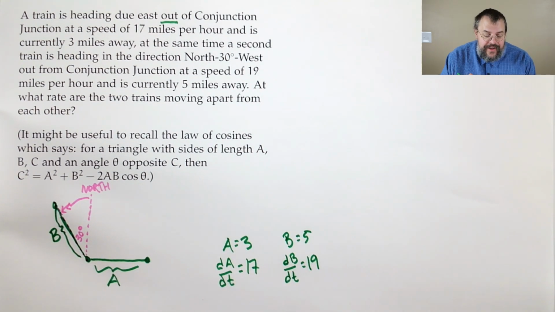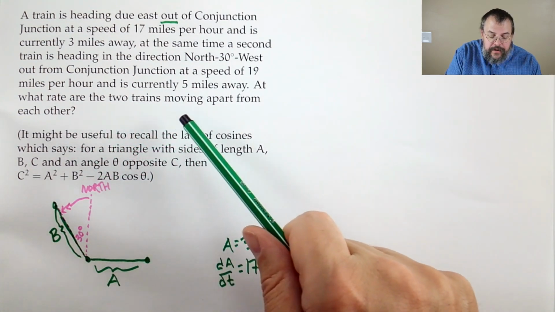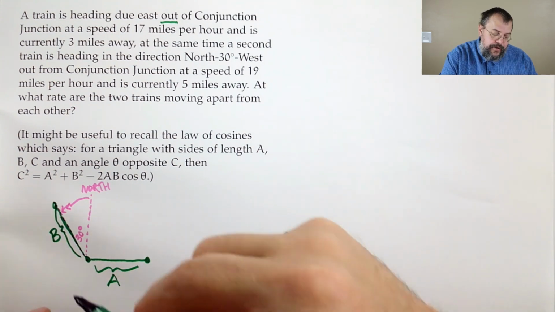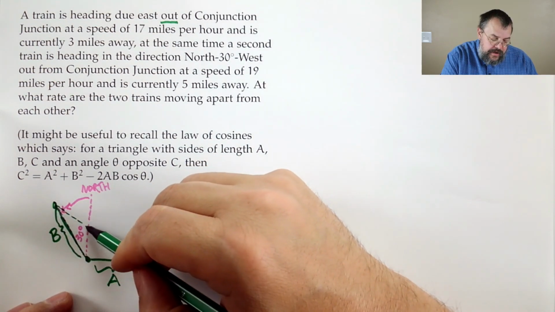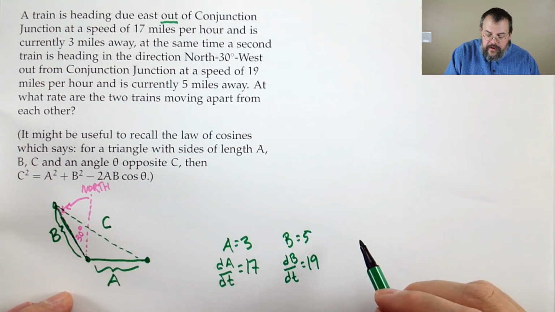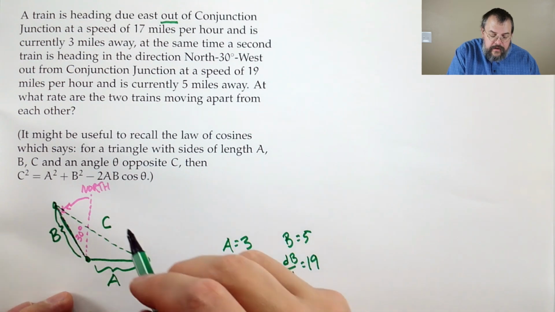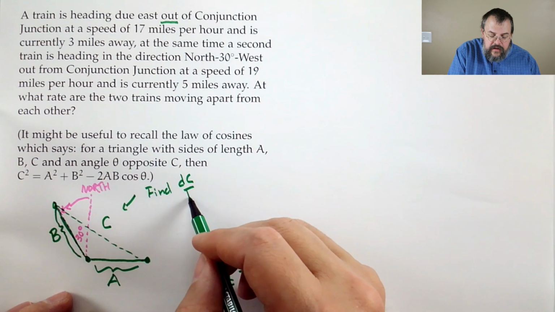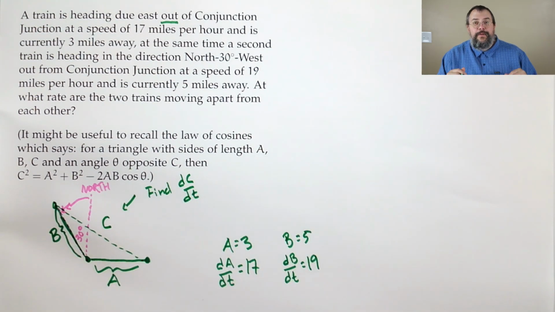Okay, fantastic. Now, with all of that out of the way, what are we looking for? At what rate are the two trains moving apart from each other? We've talked about how they're moving relative to Conjunction Junction. The question is, how are they moving relative to each other? So we're after this side, we'll call it C. Our goal is to find dC/dt.